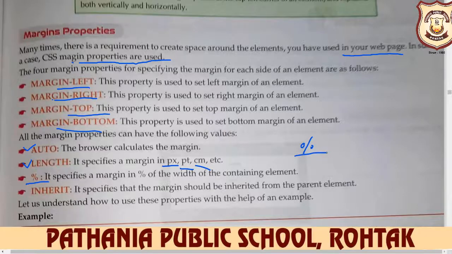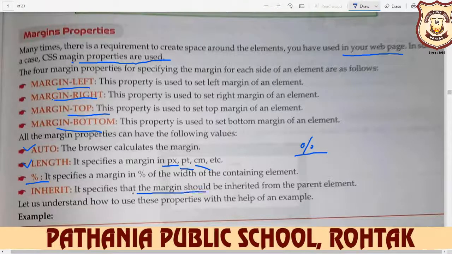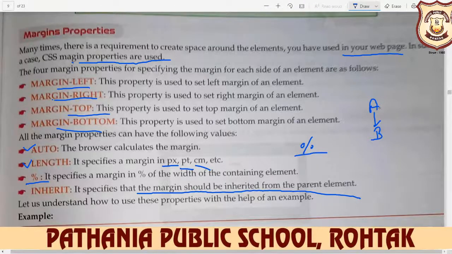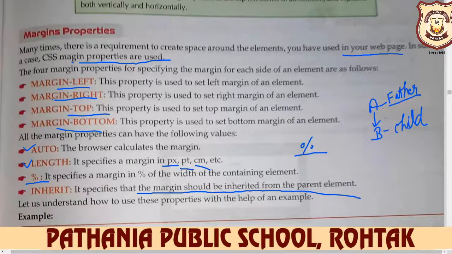Inherit. This is a value of your margin property. It specifies that the margin should be inherited from the parent element. Inherited means transferred from the parent to the child. For example, A is a father and B is the child, and A's properties go into B, this is called inheritance. This is, for example, the father or grandfather, and this is the child. So the father's property transfers into the child. So this is inherited from the parent element.